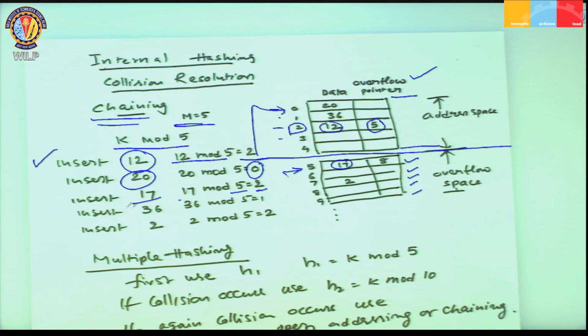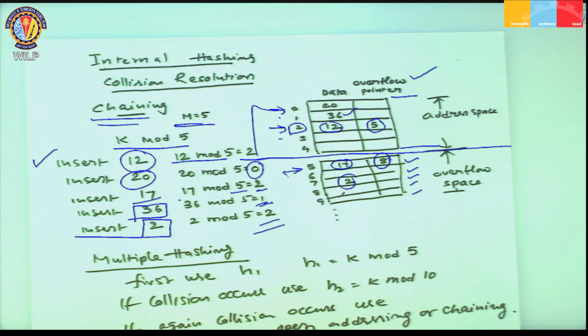Now when I am inserting 36, 36 mod 5 is equal to 1, it will get into this location. When I am inserting a record with key value 2, 2 mod 5 is equal to 2, again it will hash onto the same location, but it is already full. I will take the pointer 5 and go to that location, it is also full, so I will find some other free location and insert the new record there, and then indicate the pointer to that location using an overflow pointer in the previous record in the chain.